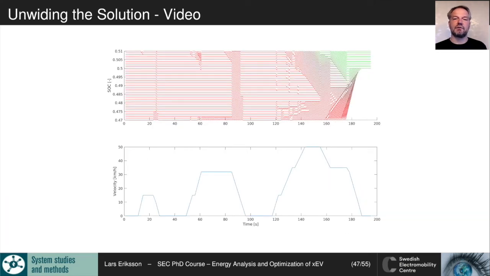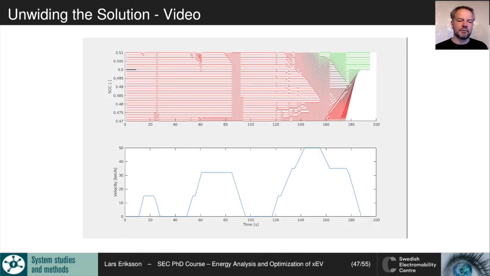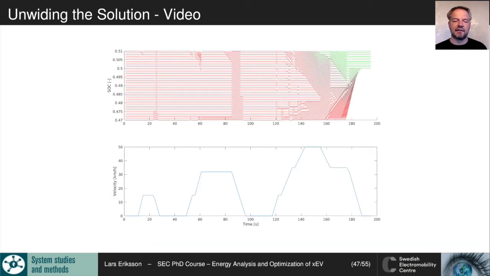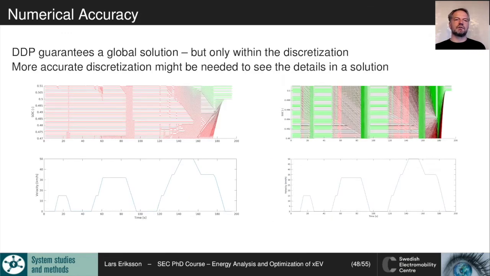Here follows a video where you see the unwinding of the solution. When we do the unwinding of the solution, we see how it follows and goes up and goes to the end. And for this case, I can say that it is too sparsely discretized, so we're not getting the really expected solution. So the good thing with deterministic dynamic programming is that it guarantees a global solution, but only within the discretization. And more accurate discretization might be needed to see the details in the solution.